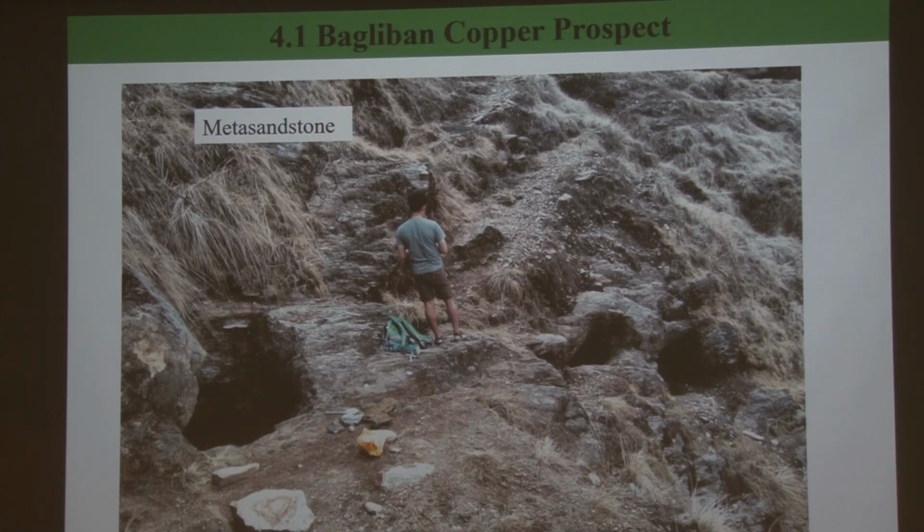This is the Baglivan copper prospect, and you can see the three old adits which were prepared by ancient miners in that area, and this is very favorable for copper minerals. According to the local people, 18 to 19 years ago the ancient miners used to extract copper from this area. And this adit is very small, but inside it, very large, huge adits have been prepared.